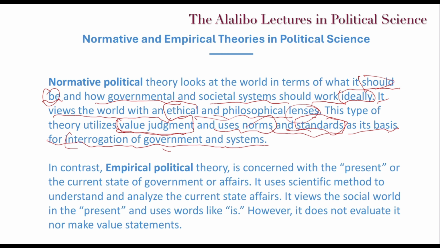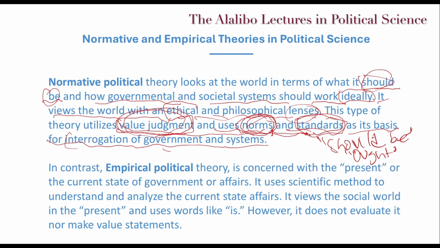Now when we say should be, let's highlight this here: should be and ought to be, right? Ought to be, ideally, and so forth. The basis is this: what is going on currently? It uses the current state of affairs to determine if government is where it should be, right? The current state of affairs to make these value judgments, to determine whether government is where it should be.